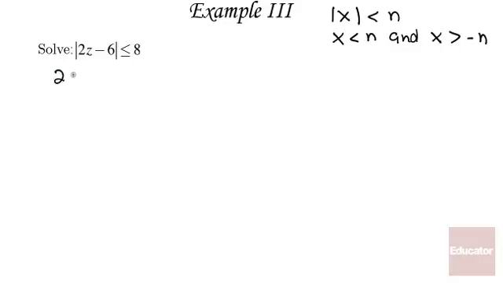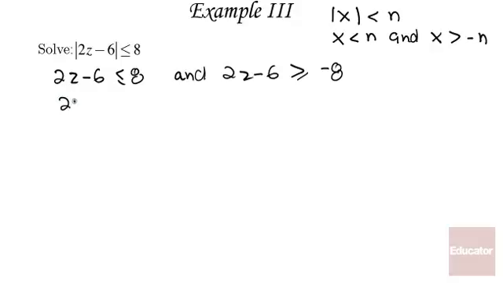So I'm going to rewrite this as 2z minus 6 is less than or equal to 8. So that's this form. And 2z minus 6 is greater than or equal to negative 8, which is this form. So it's really important to memorize these or understand them well enough that you can apply them to more complex situations. Now I'm going to solve each. 2z minus 6 is less than or equal to 8, adding 6 to both sides to get 14. Dividing both sides by 2 to get z is less than or equal to 7.